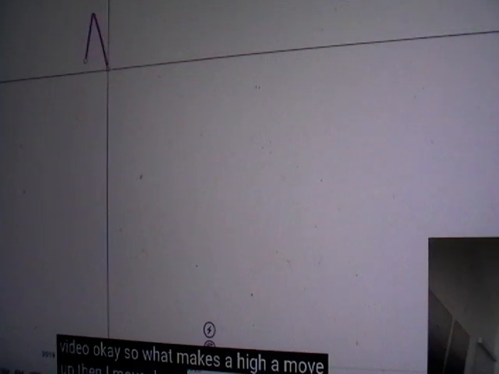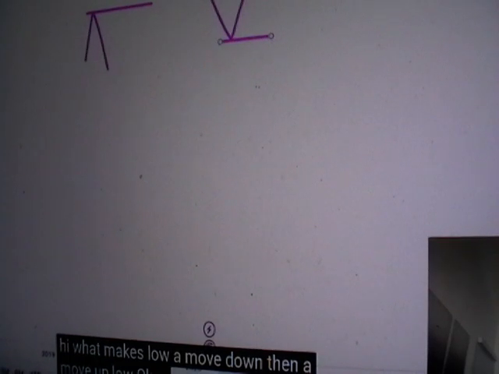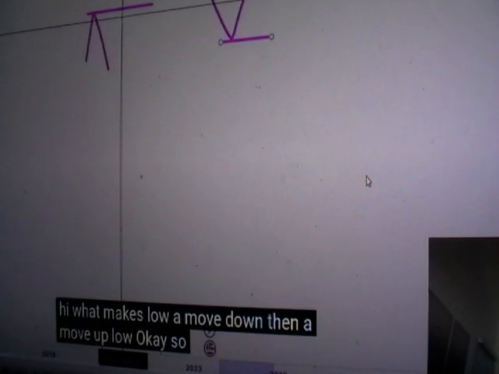A move up, then a move down, right? High. What makes a low? A move down, then a move up. Low. Okay, so I'm going to write that down. It's pretty basic knowledge, but I just want to keep it in here.